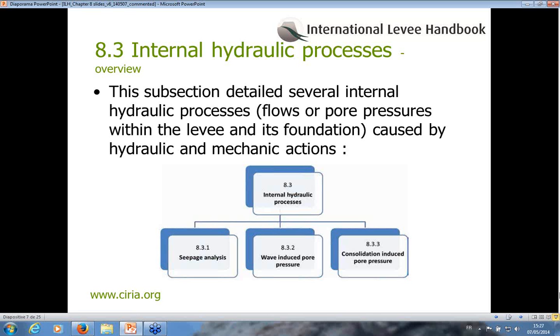The aim of subsection 8.3 is to introduce internal hydraulic processes as mechanisms responsible for internal pore pressure and flow inside levees and their foundations. Therefore, methods and formulas related to seepage analysis, wave-induced or consolidation-induced pore pressure are detailed.